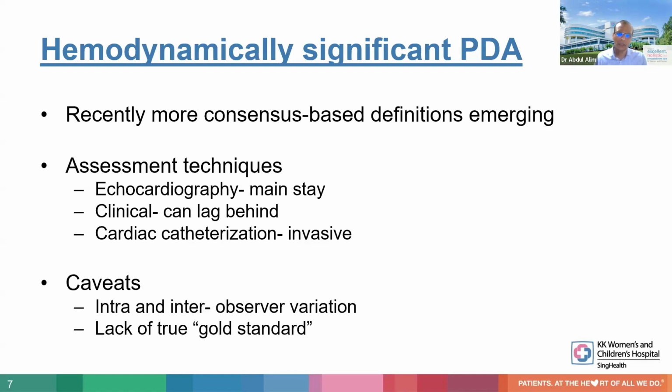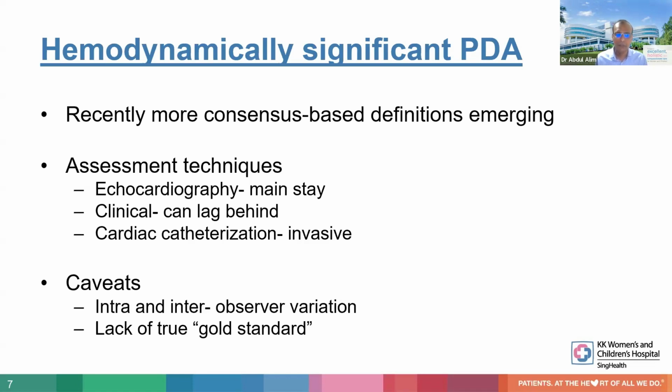So echocardiography remains the main tool to assess the hemodynamically significant PDA. Cardiac catheterization is probably the gold standard, but it's not widely available. It's invasive and technically challenging in many infants, and it is not worth doing just to assess the hemodynamics, because echocardiography is now widely available and is very sensitive in assessing the significance.